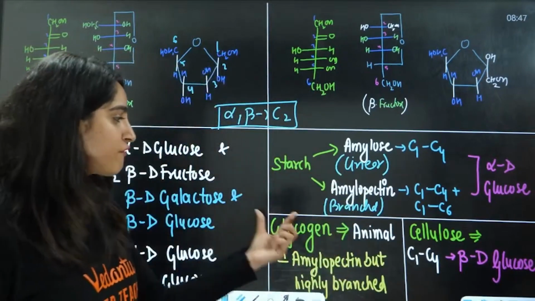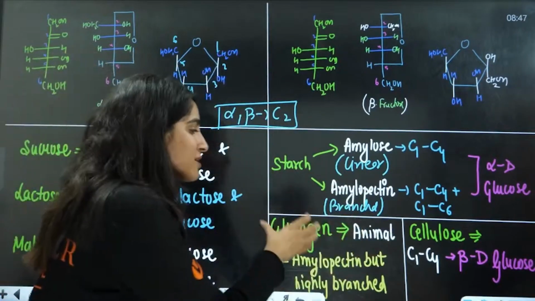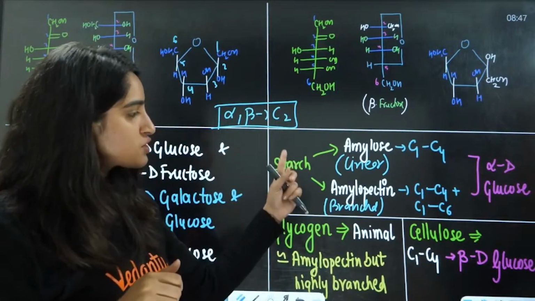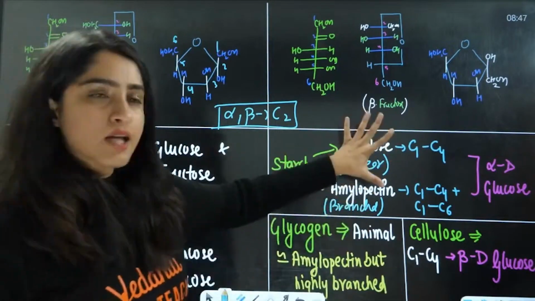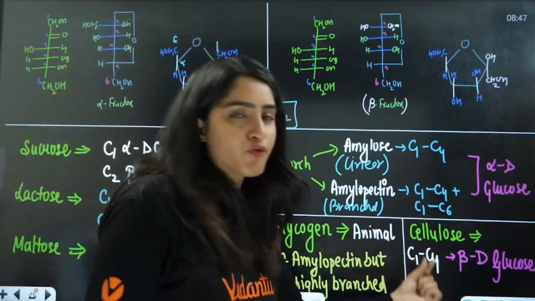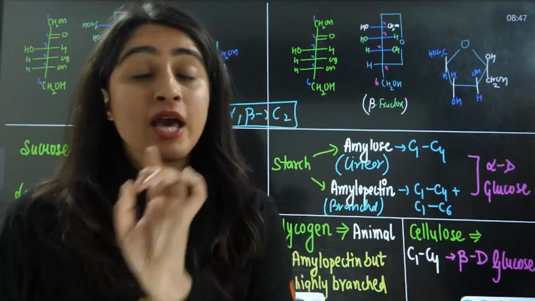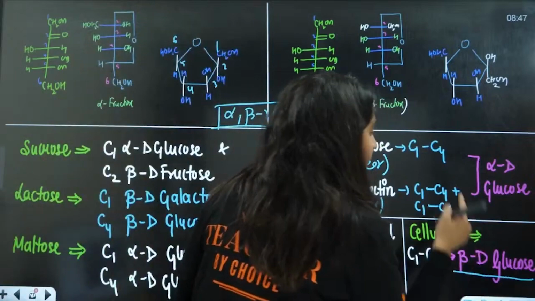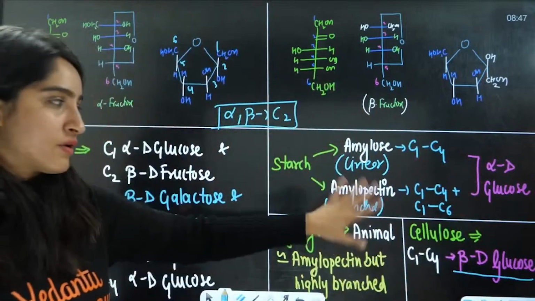Now next you have glycogen and cellulose. First see starch and cellulose. Starch is amylose and amylopectin. Cellulose is made up of C1 and C4 linkages of beta D glucose. Here we use beta D glucose, and in starch we use alpha D glucose. That is the difference here.